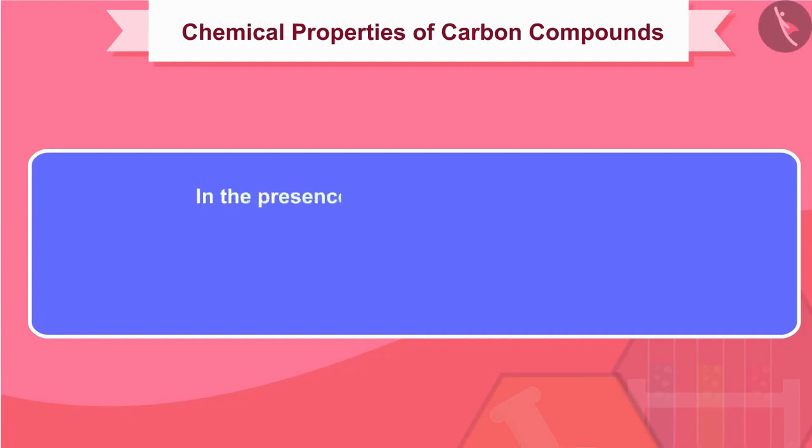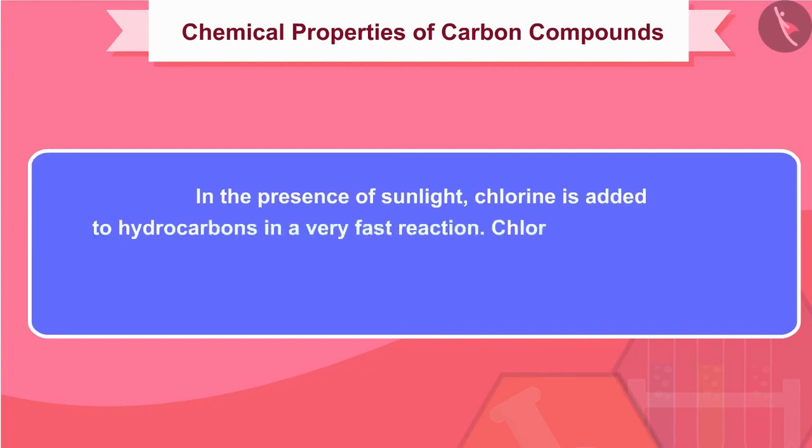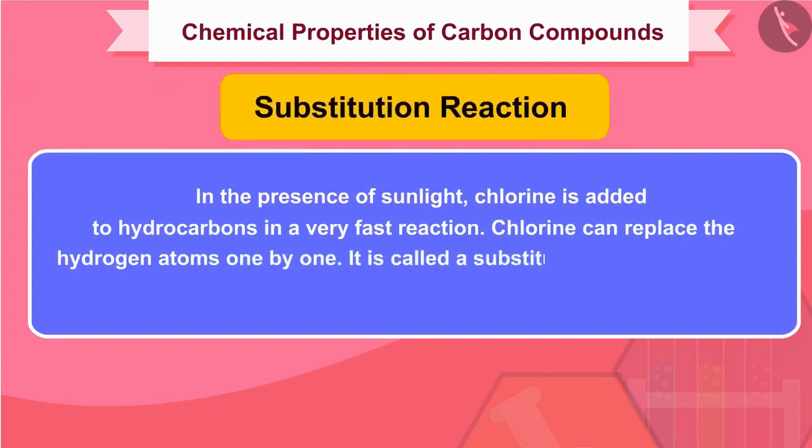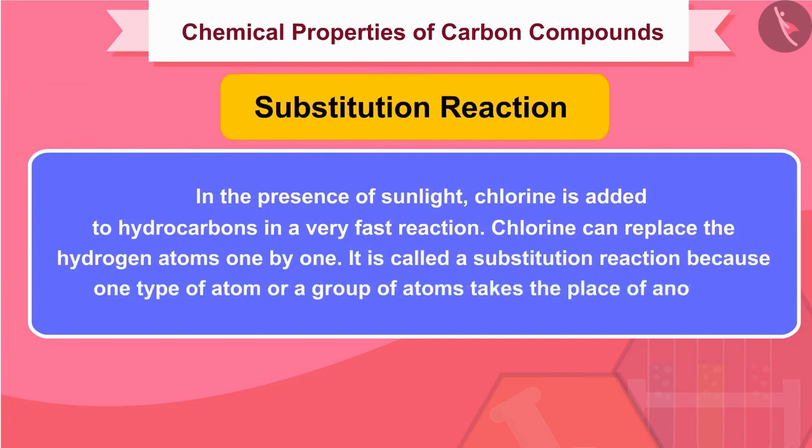In the presence of sunlight, chlorine is added to hydrocarbons in a very fast reaction. Chlorine can replace the hydrogen atoms one by one. It is called a substitution reaction because one type of atom or a group of atoms takes the place of another.